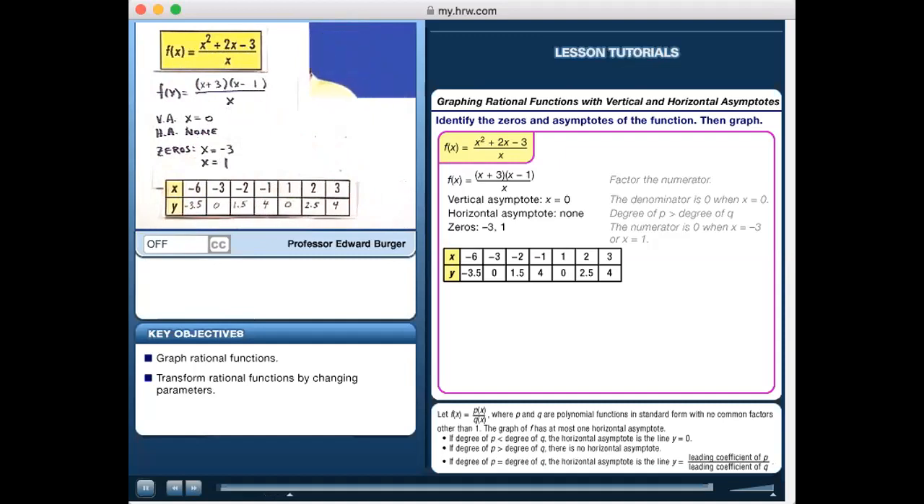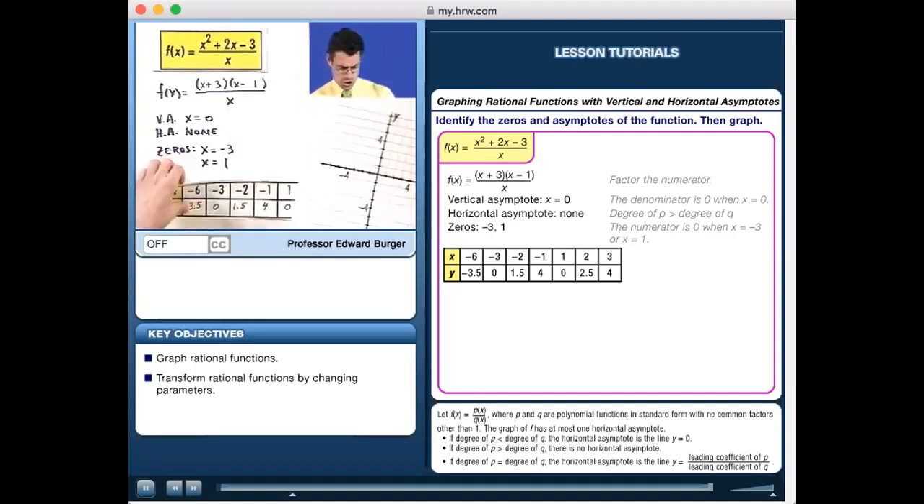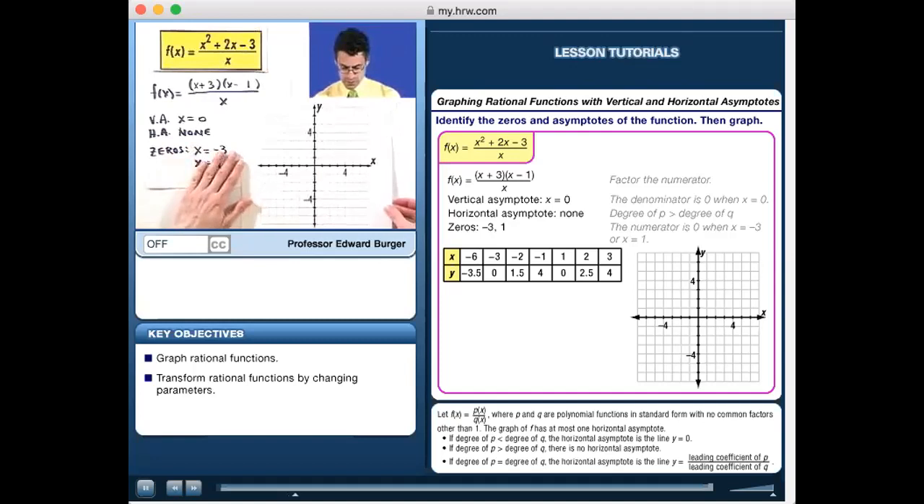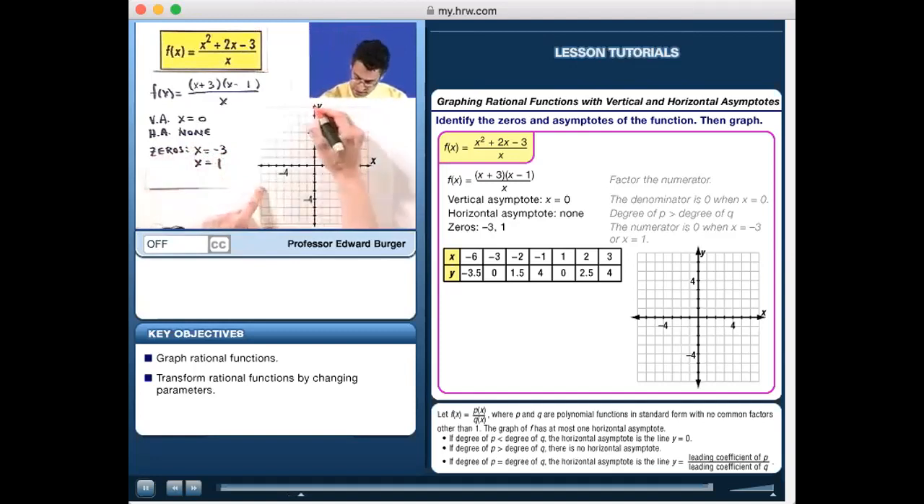All right, let's plot away. The first thing I always do is draw in the asymptote, since that's going to divide the world up into various pieces. There's only a vertical asymptote. That's on the y-axis, x equals 0. So we cut the world up into 2 pieces. And let's plot some points.